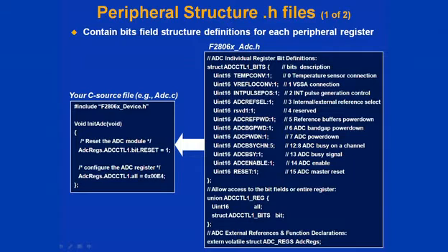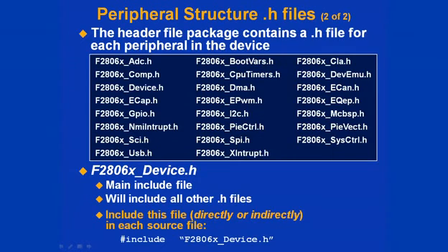The .h files contain the bit field structure definitions for each peripheral register. The header file package contains a .h file for each peripheral in the device. The F2806X_device.h file is the main include file. It will include all of the other .h files. There are 3 steps needed to use the header files. The first step is to include this file directly or indirectly in each source file.